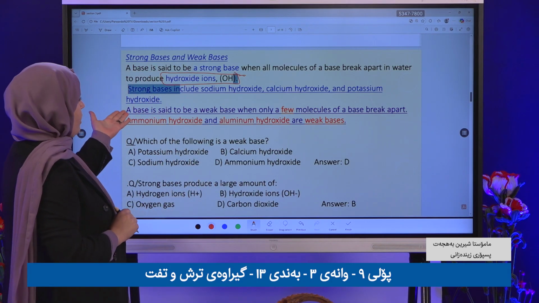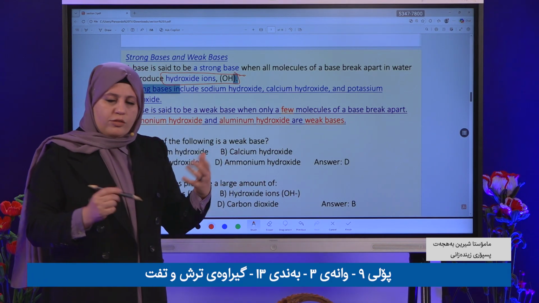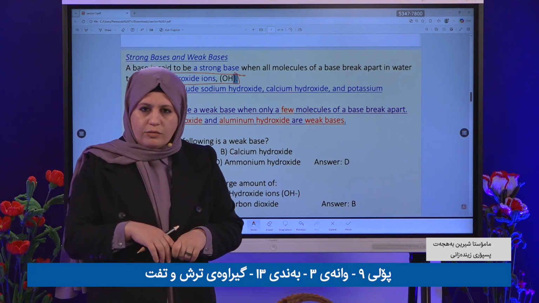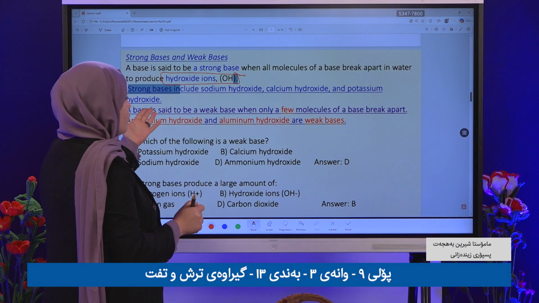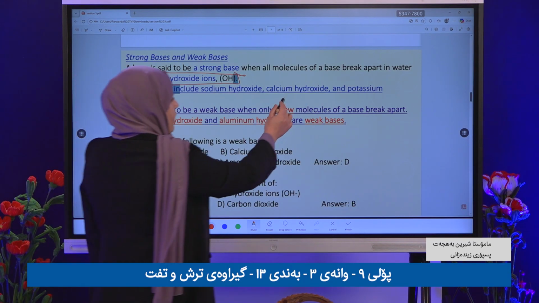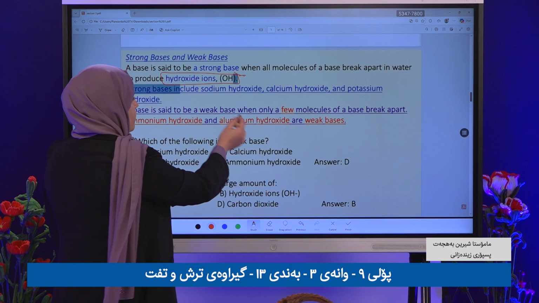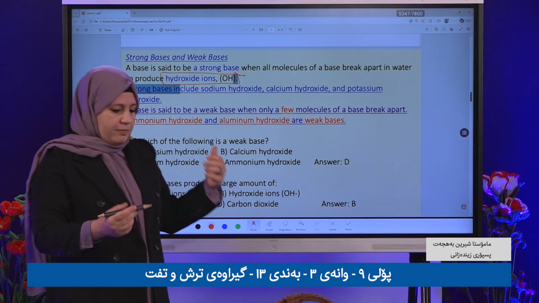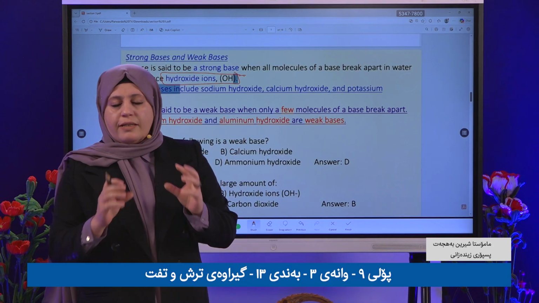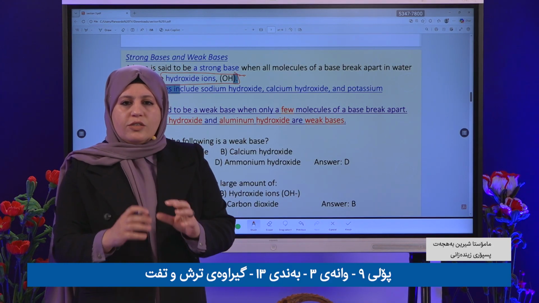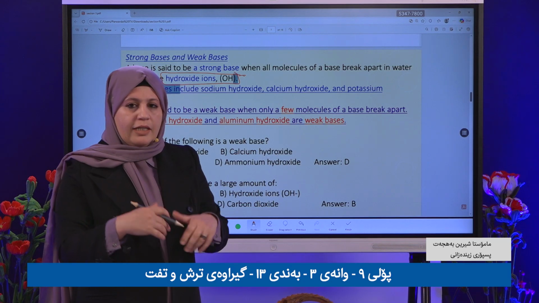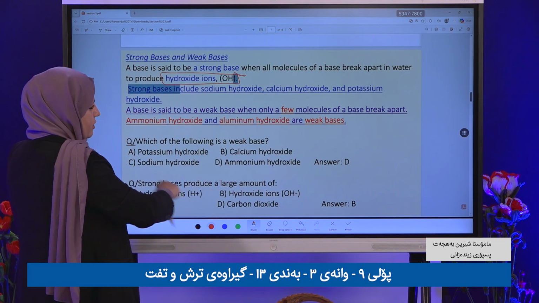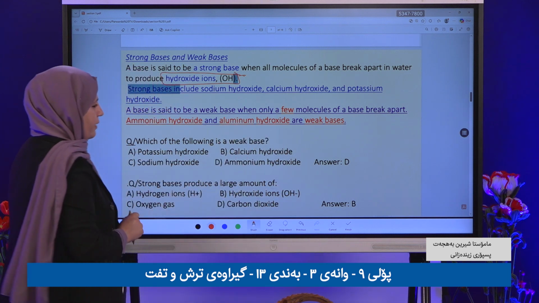How do you know a strong base? Again, it's the same as for a strong acid. When all molecules break apart in water, it is called a strong base, such as calcium hydroxide, sodium hydroxide, and potassium hydroxide. A base is a weak base when only part of the molecules dissolve in water, partly, not all, such as ammonium hydroxide and aluminum hydroxide, which are weak bases.